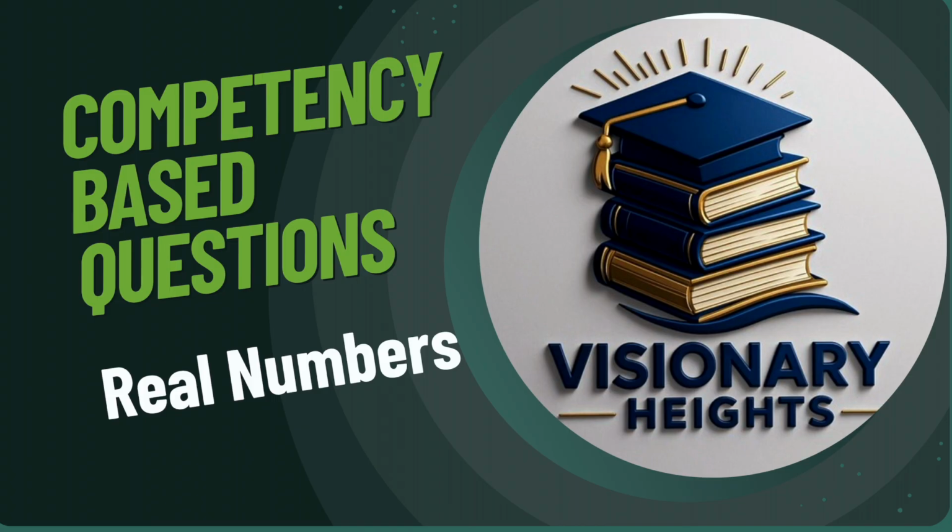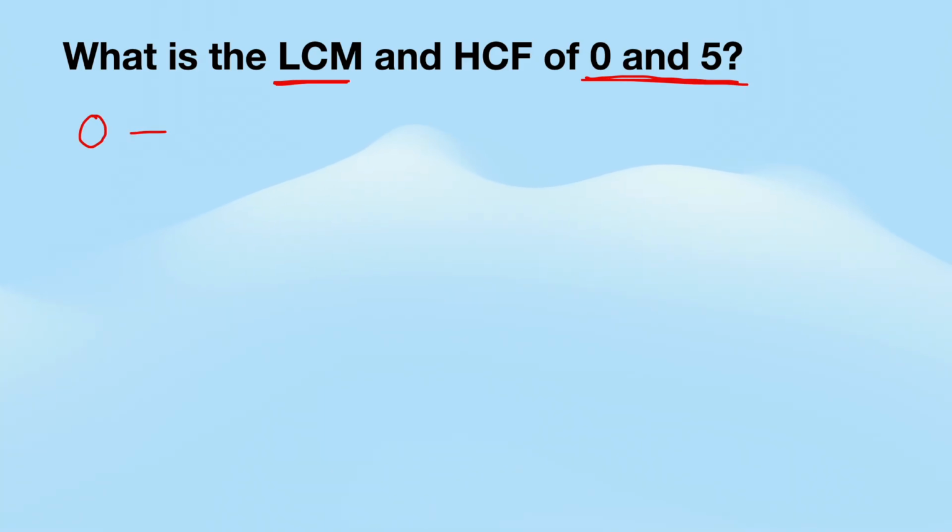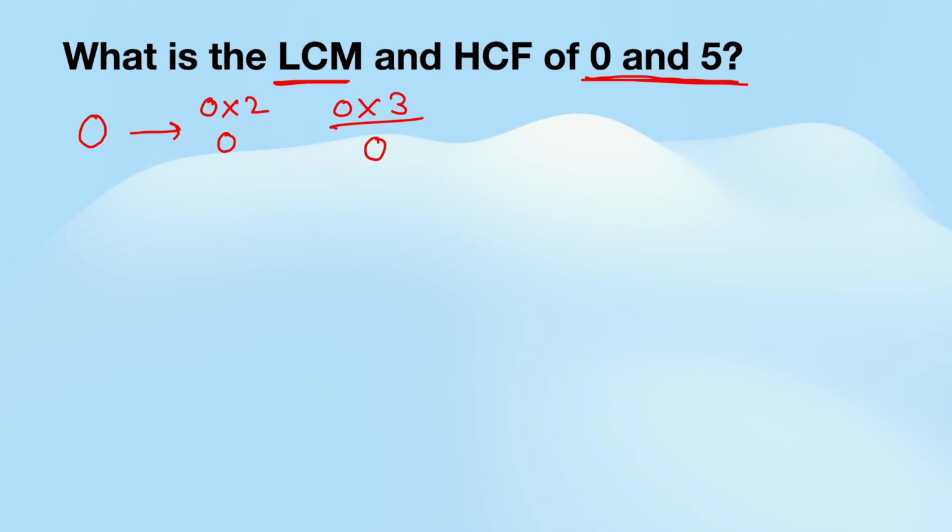In this question, we have to find the LCM and HCF of 0 and 5. LCM means lowest common multiple. See, what is the lowest common multiple of 0 and 5? If I see 0, what is the next multiple of 0? Again 0. The next multiple of 0 is 0 only, and so on. It doesn't matter how many multiples I find, it will always be 0, right?